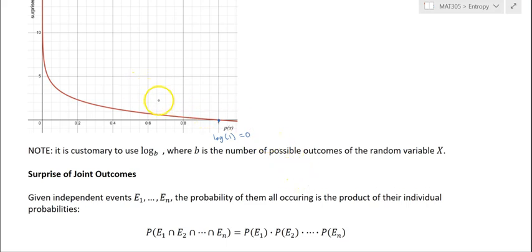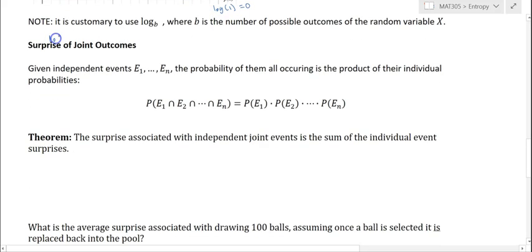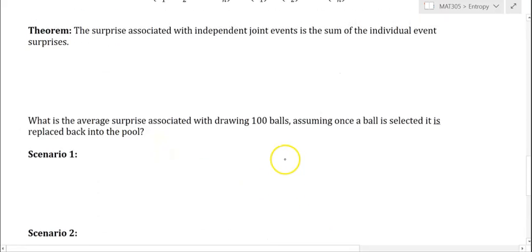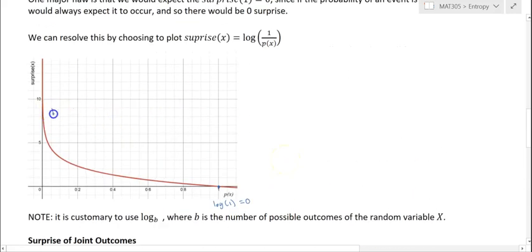We defined the surprise of a random outcome x to be the log of 1 over the probability of that outcome. Just as a tidbit, it is customary to use log base b, where the base b is the number of possible outcomes of the random variable x. In our case, when we were looking at red balls and green balls, there are 2 outcomes, and so what we're looking at up here is the log base 2 of 1 over the probability of x.